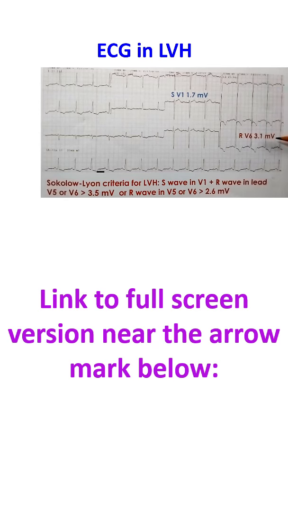Here it is, 3.1 millivolts or 31 millimeters in V6. Correspondingly, there will be a deep S wave in V1, that is 1.7 millivolt or 17 millimeter. If you add those together, if it is more than 3.5 millivolts or 35 millimeter, it satisfies the Sokolow-Lyon criteria for left ventricular hypertrophy.